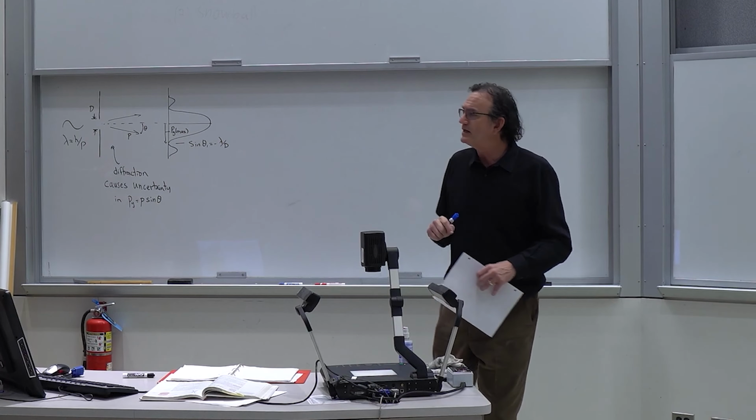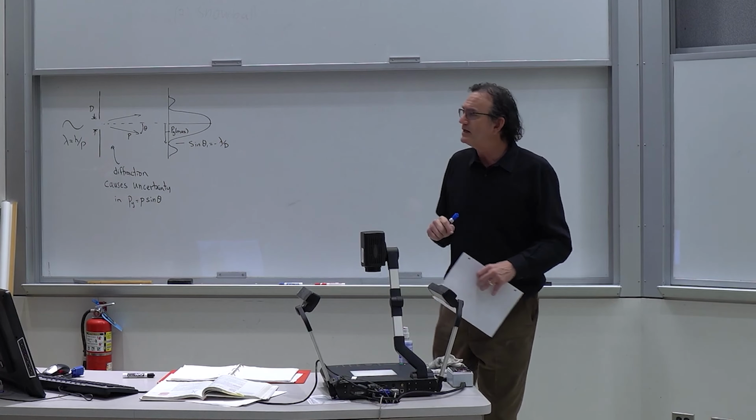Why d over 2? Because I only know that it went through the slit. The width of the slit is d. I don't know where it went within that slit, so to the best I can ascribe a value, it has y equals 0. All I can say is it came through the center of the slit plus or minus d over 2. That's the average value and the error.